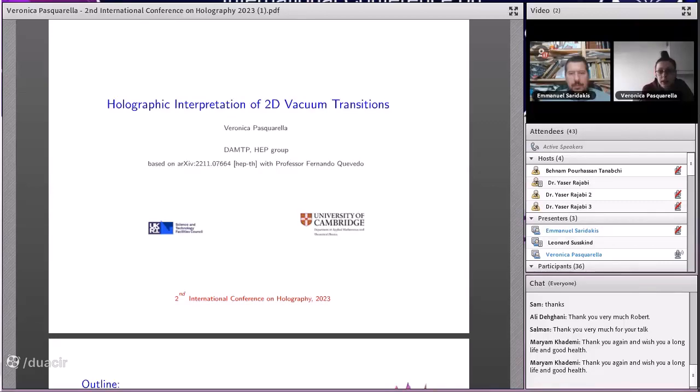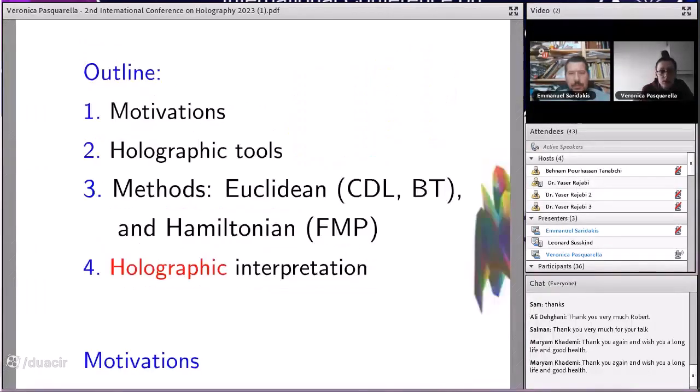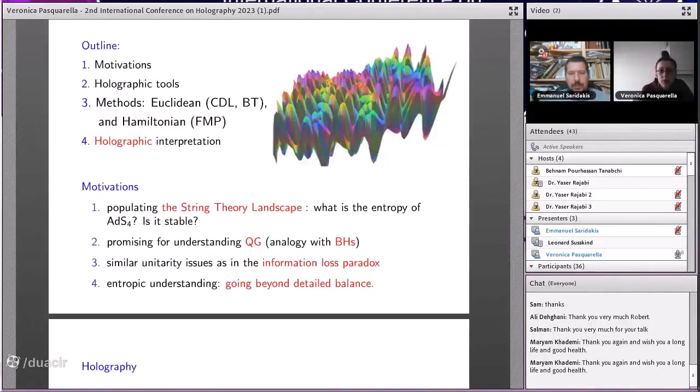So the outline is the following. First of all, I'll tell you something about the motivations that led us to discuss this topic. Then the two different methods that we used, the Euclidean and Hamiltonian, in particular Coleman and Brown-Teitelboim, and Fischler, Morgan, and Polchinski, for calculating the amplitudes for the transitions. And then I'll outline the holographic interpretation of the results.